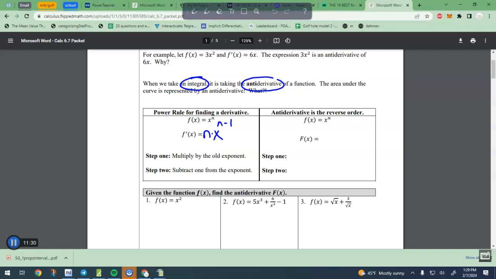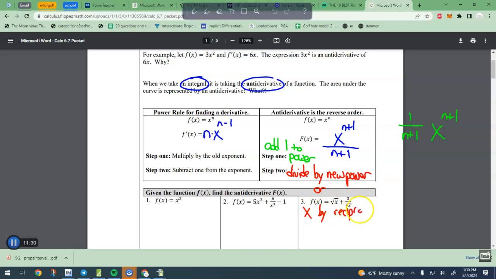So what we do is add 1 to the power, and then we divide by the new power. More how people usually think about it, instead of dividing by the new power, a lot of times you add 1 to the power and multiply by the reciprocal of the new power. Those are both the same thing, just 2 different ways to present it. So if you want to write the steps out, you add 1 to the power, and then either divide by the new power or multiply by the reciprocal. Those are the same thing. Like if your new power is 3, you can either divide by 3 or multiply by 1/3. Same thing.